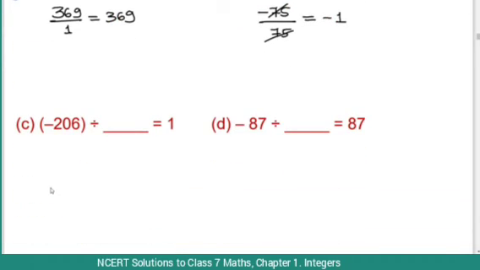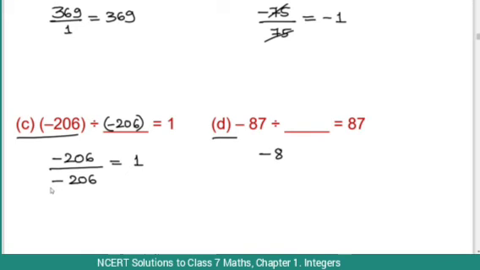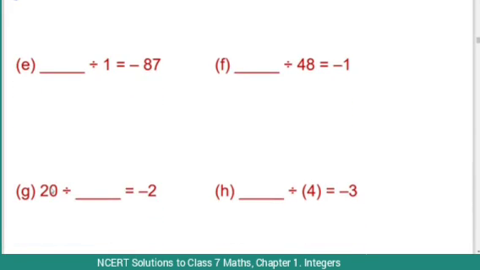C, minus 206 divided by dash is equal to 1. So here the divisor will be minus 206. D, minus 87 divided by dash is equal to 87. So here minus 87 divided by minus 1 is equal to 87. So the answer is minus 1. E, dash divided by 1 is equal to minus 87. It is minus 87 divided by 1 is equal to minus 87.